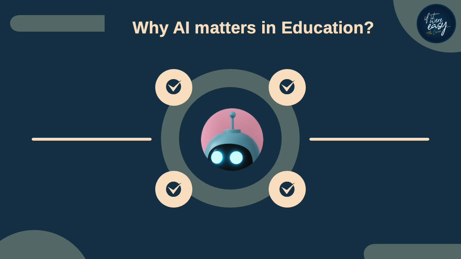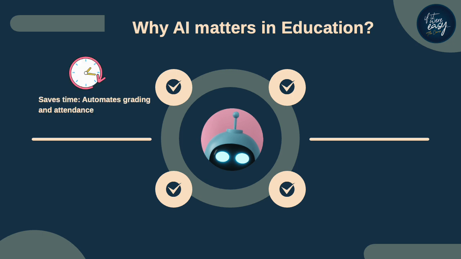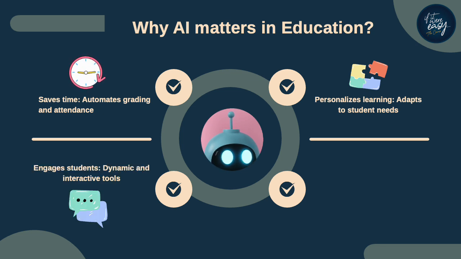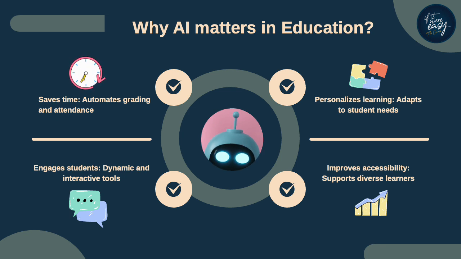AI is transforming education in powerful ways. It helps teachers to work smarter, not harder, by automating time-consuming tasks like grading and attendance. It allows for more time for meaningful interaction with your students. AI personalizes learning by adapting to students' needs, providing targeted support and customized resources. Beyond efficiency, AI also makes learning more engaging with dynamic and accessible tools, while also improving accessibility, ensuring all learners, including those with special needs, get the support that they need.